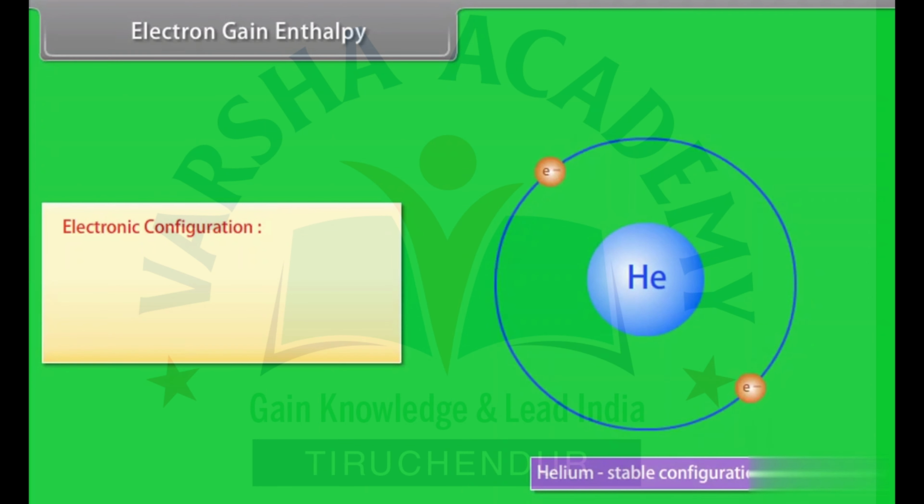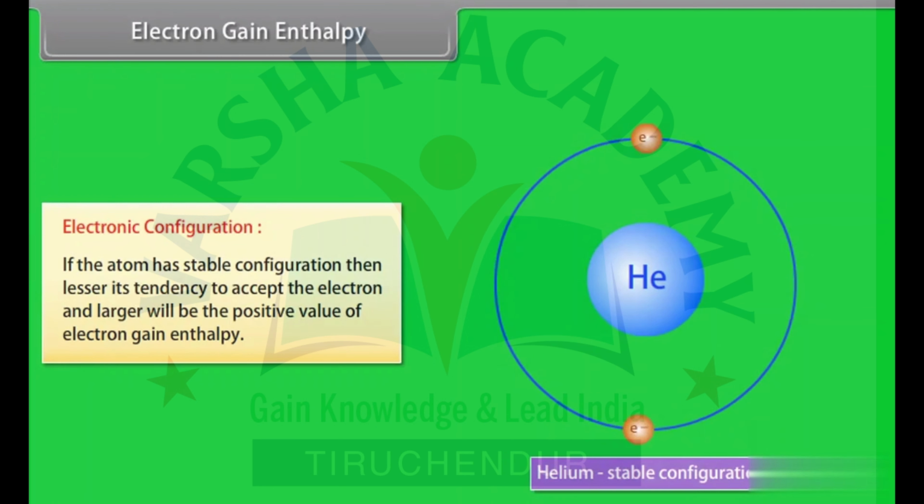Electronic configuration. If the atom has a stable configuration, then lesser is its tendency to accept the electron, and larger will be the positive value of electron gain enthalpy.